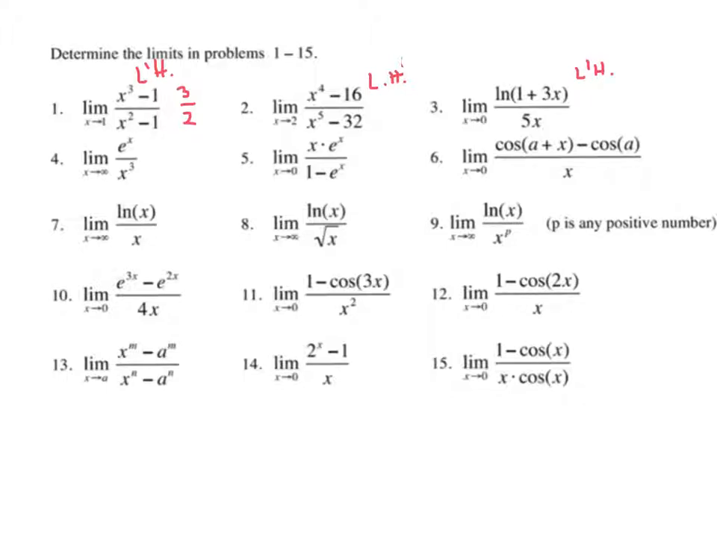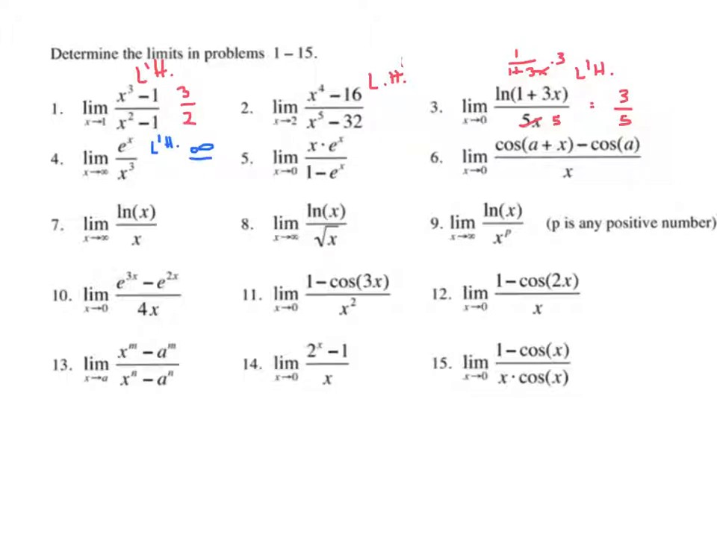And if you found the derivative, if I can just remind you, it would be 1 over 1 plus 3x times 3. Derivative down here would be 5. Okay, it'd be 1 over 1 times 3 divided by 5, so it'd be 3/5. This one, number 4, if you plug in infinity, you're going to get infinity over infinity. That is one of the cases where we can use L'Hopital's rule, right?